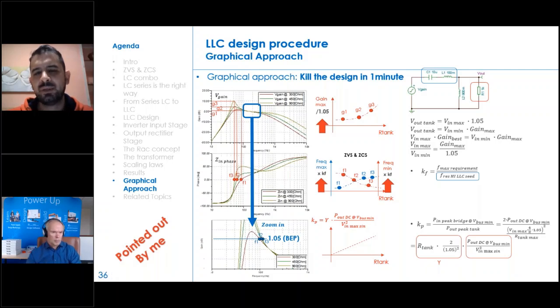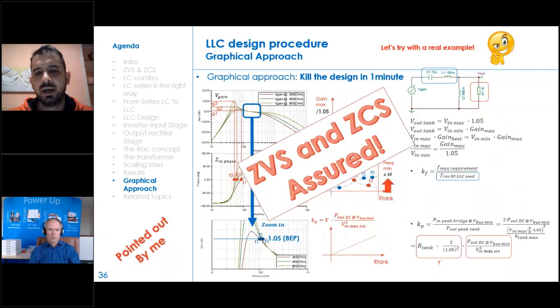that. What about zero current switching and zero voltage switching? Actually, the power of this approach is that both of them are assured because of the way I have extracted these plots here. We will run an example. Let's try a real example, okay?